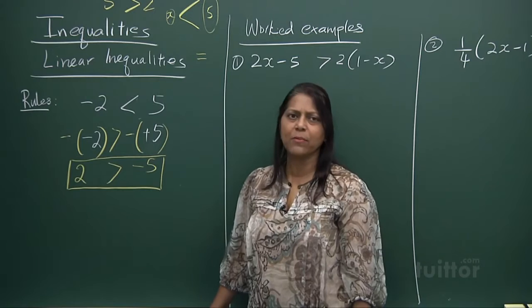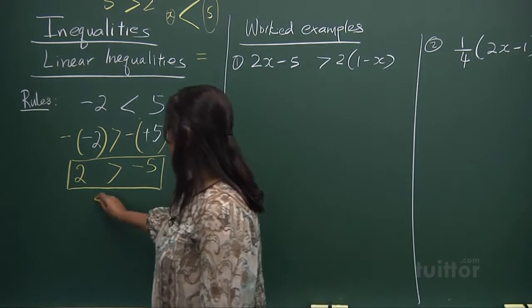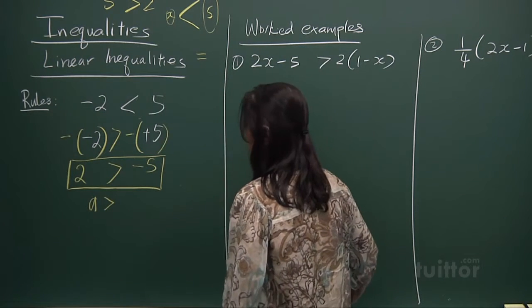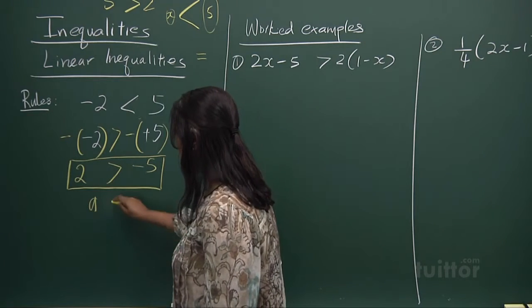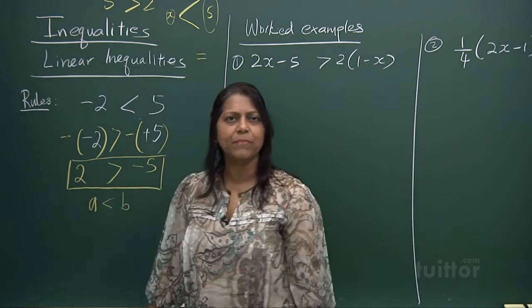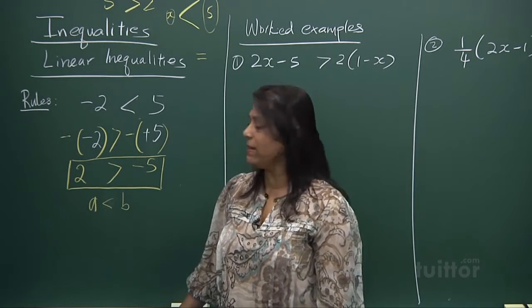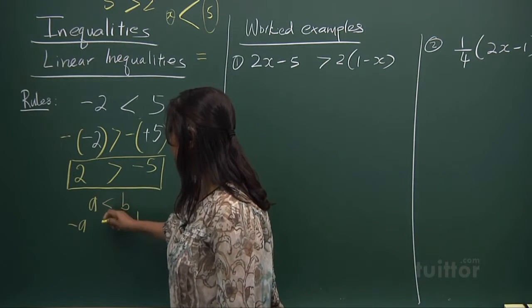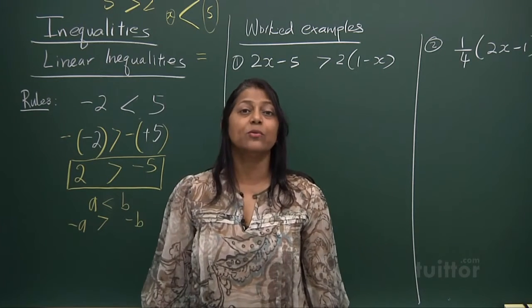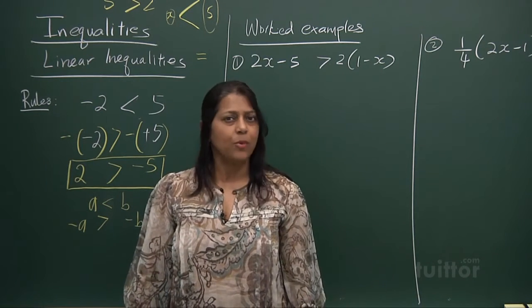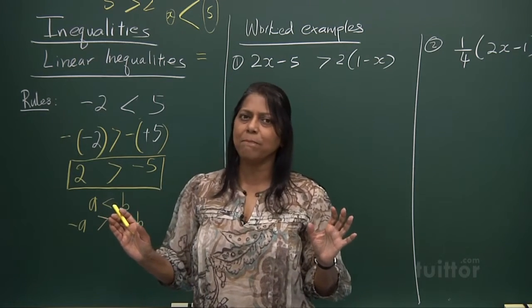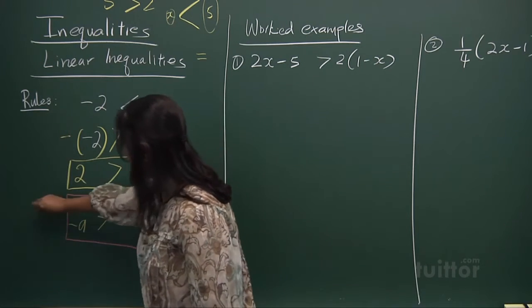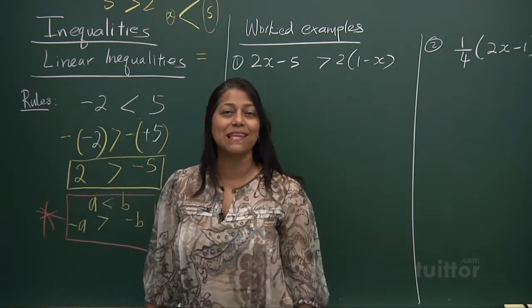So the first rule becomes: if A is smaller than B, and I taught you smaller, right? So write it this way. If A is smaller than B, if I multiply both with a minus, I get a minus A and a minus B. The smaller will become greater. So that's the first rule of inequality. When you multiply both sides by minus, smaller becomes greater. Now this is just the first rule. Take note of that. Ding ding. Let me put this sign, means important.